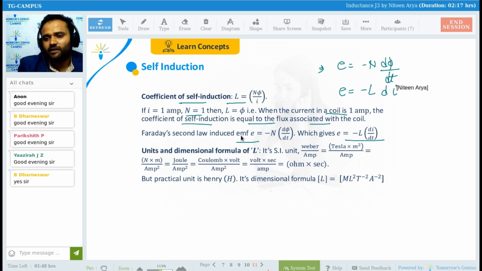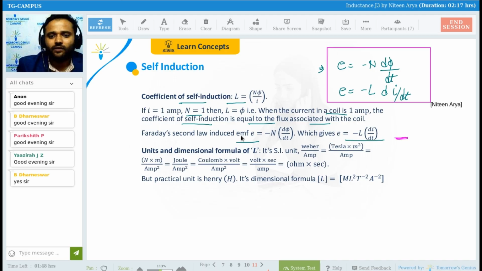From where do I get this relation? Obviously, if the left hand side is equal, then the right hand side is equal. Is this clear now? To write this, there is a relation: L equals n phi by I. Means L equals n phi by I.